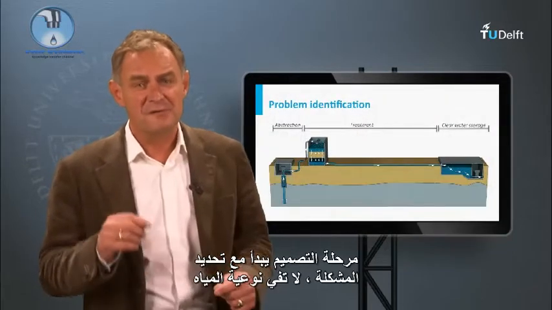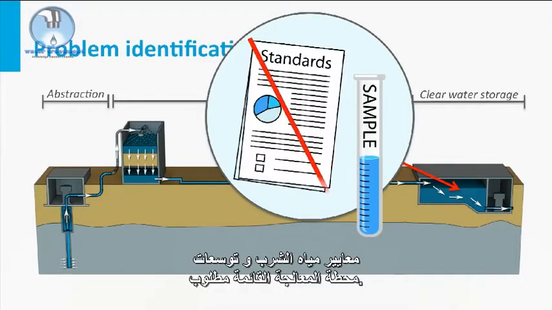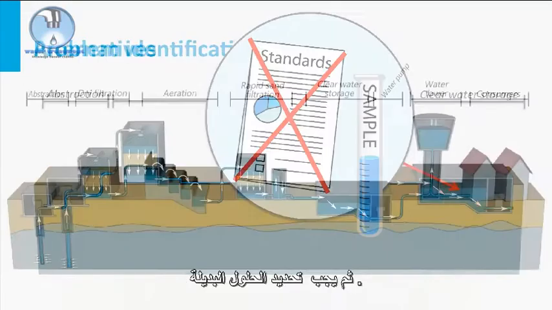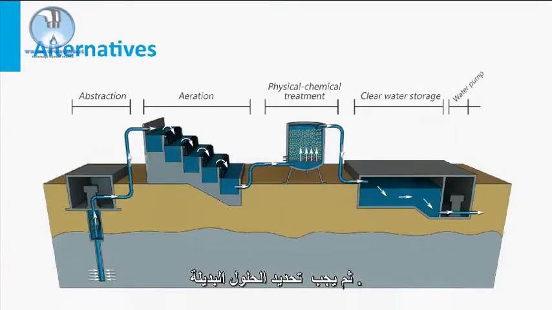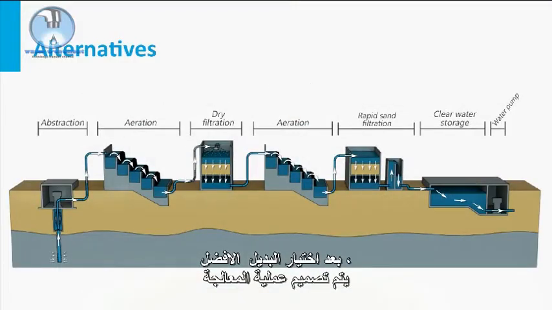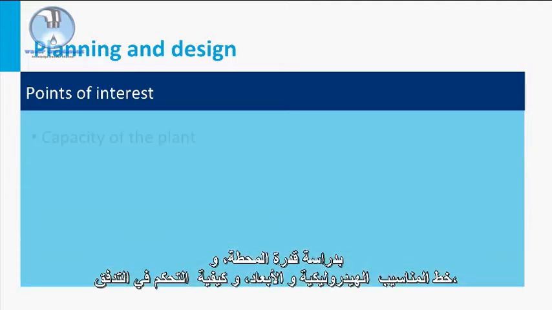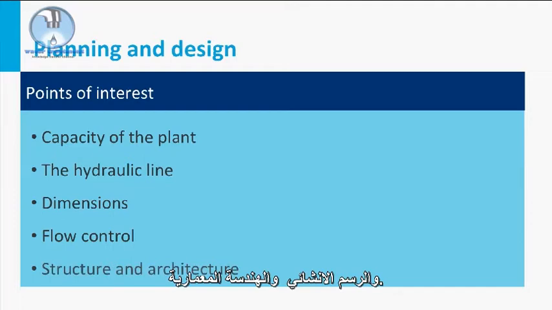The design phase starts with the identification of a problem. The water quality does not meet the drinking water standards and an extension of the existing treatment plant is needed. Then alternative solutions have to be identified. After choosing the most promising alternative, the treatment process has to be further designed looking into capacity of the plant, the hydraulic line, dimensions, flow control and structure and architecture.